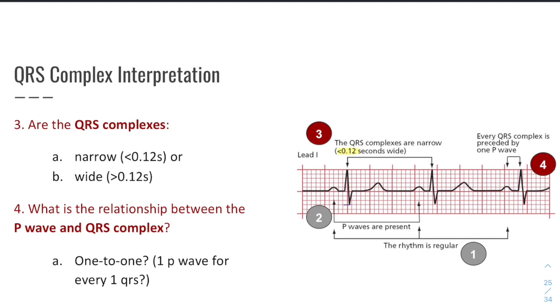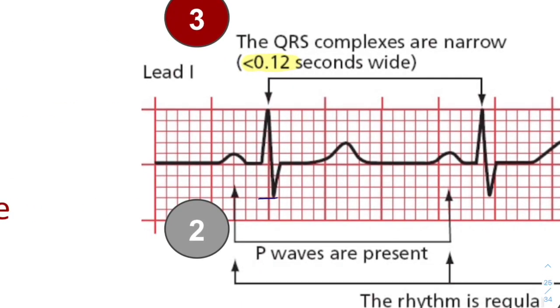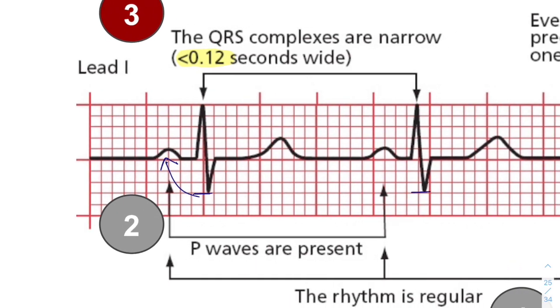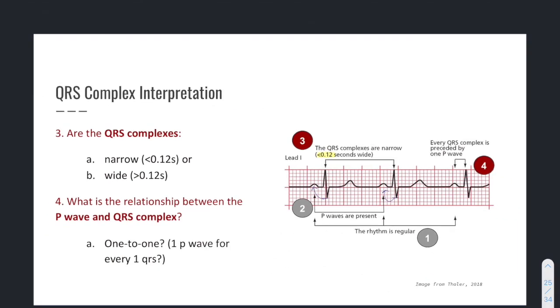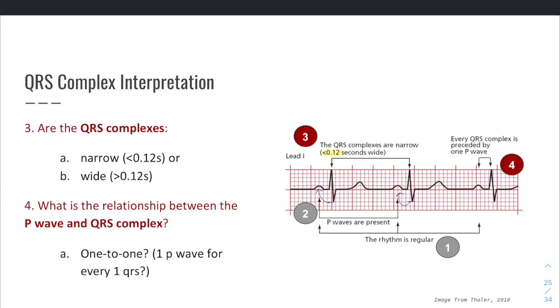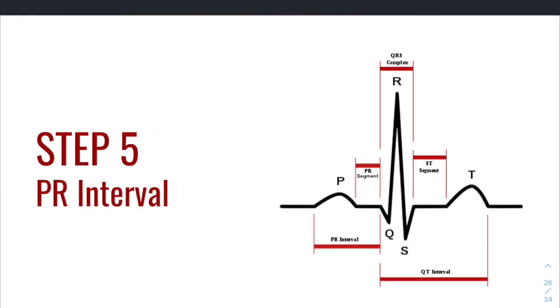And then the other thing to look at is the relationship between your P wave and your QRS complex. If you have a QRS complex, is there a P wave that happens before it? For every QRS complex, you should be looking to see if there's a P wave before it. You can do it vice versa as well. After every P wave, is there a QRS complex? And that relationship is telling you that there is unidirectional movement from the upper chambers into the lower chambers.